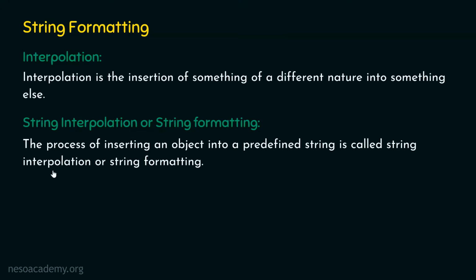String interpolation goes with the definition of interpolation very well. Interpolation is all about inserting something of a different nature into something else. Here we are saying that we want to insert an object, an external object, into a predefined string, which is of different nature. So this is all about string interpolation.